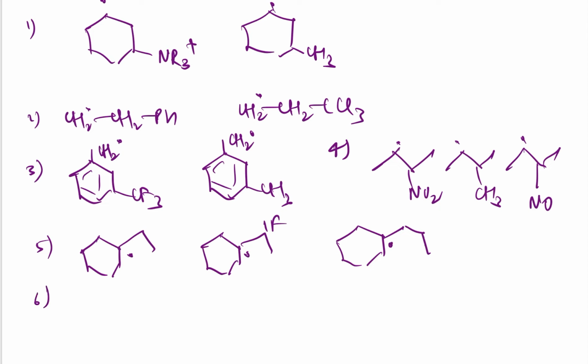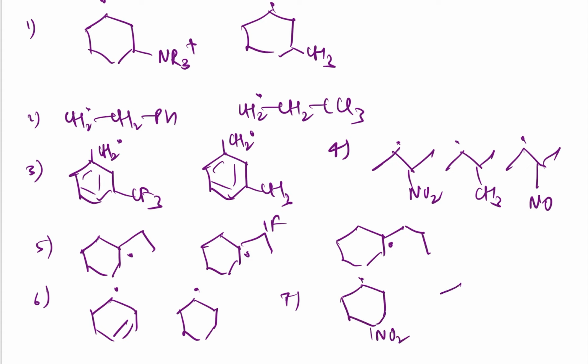Sixth question, we have a free radical over here, and we have a double bond over here. Seventh, let's form a seventh question, which says we have NO2 over here and we have cyanide over here.